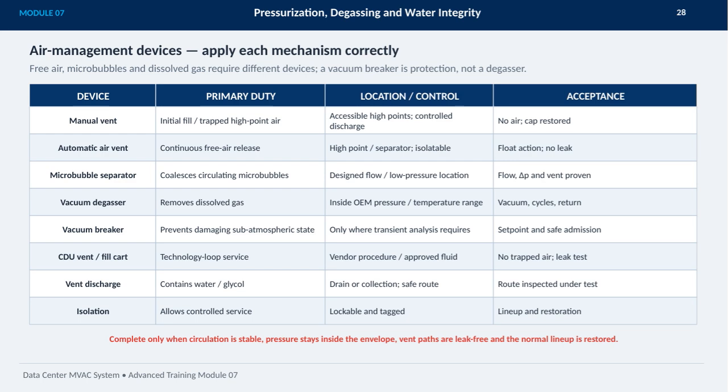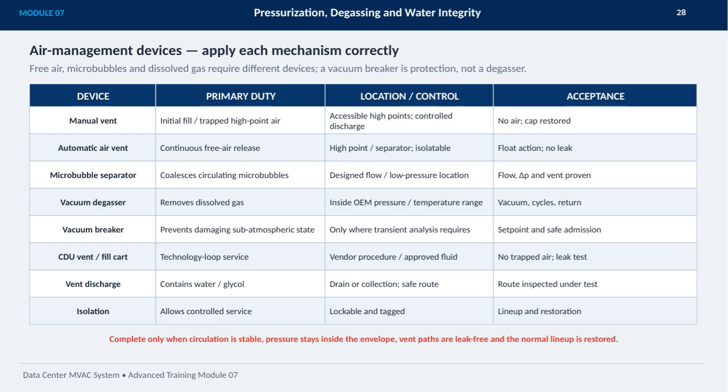Manual vents are used during the initial fill to remove trapped high-point air and must be accessible with controlled discharge to ensure no air remains and the cap is properly restored. Automatic air vents operate continuously to release free air at high points or separators, using float action to prevent leaks.